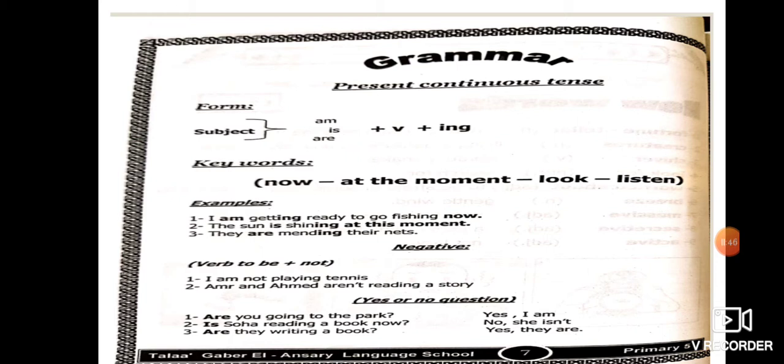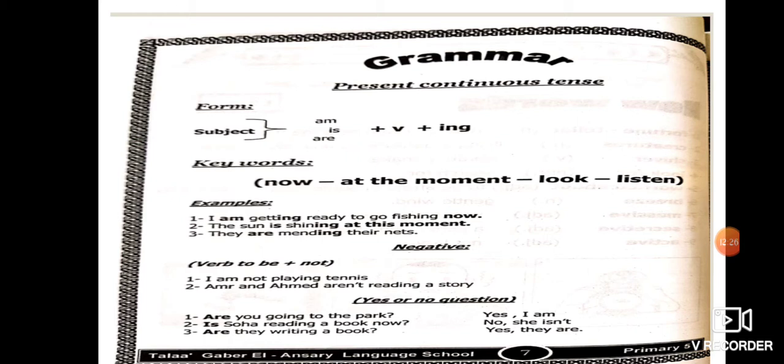Present continuous tense means the action that we are doing at the moment and is continuing, the action which is continuing in the present. I am talking now, I am writing now, I am speaking, I am eating, I am drawing. This is called present continuous. An action is happening and continuing, or an action is done in the present and continuing. Okay, do you understand?